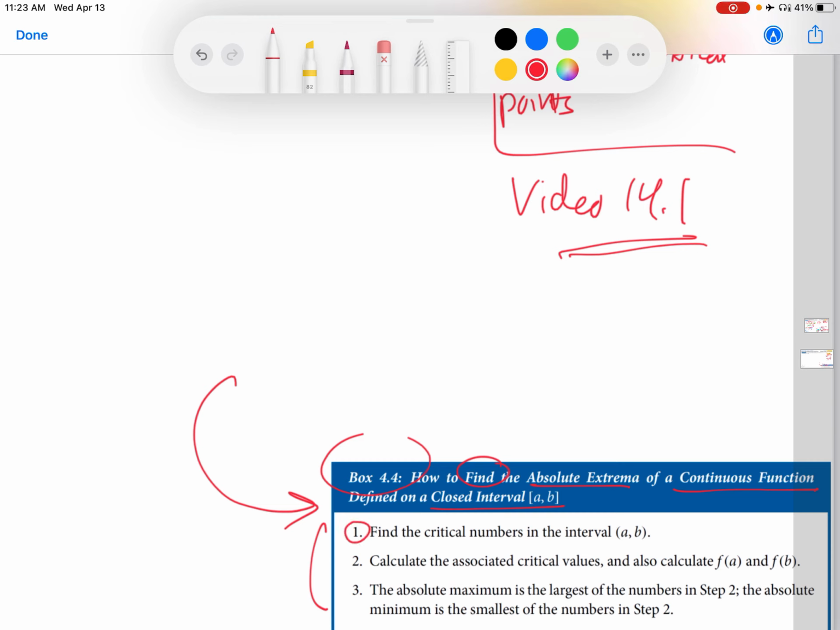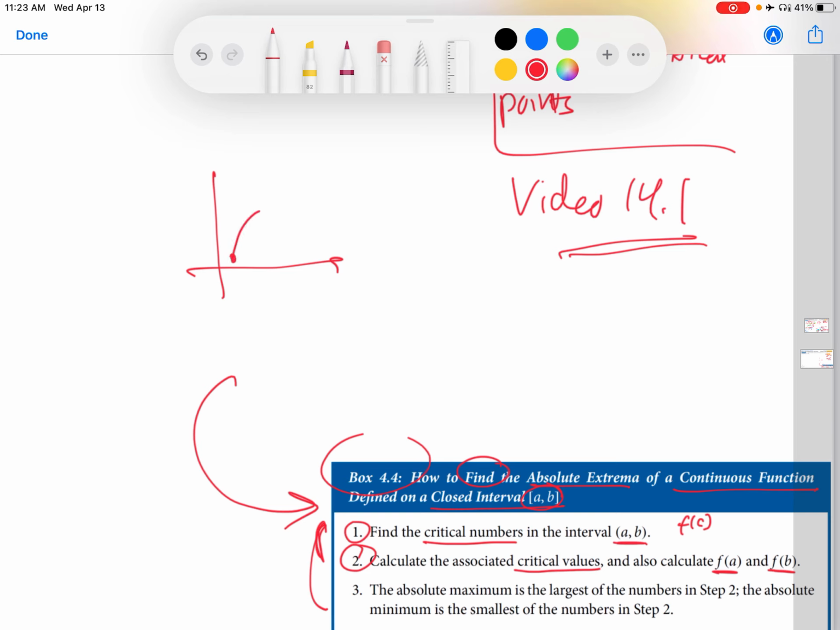So the first step is usually to find the critical numbers inside the open interval a,b, meaning you don't look at the endpoints. Why? Because the second step is to calculate the critical values. In other words, what is f of whatever critical number you found, and also calculate the y values of the endpoints.